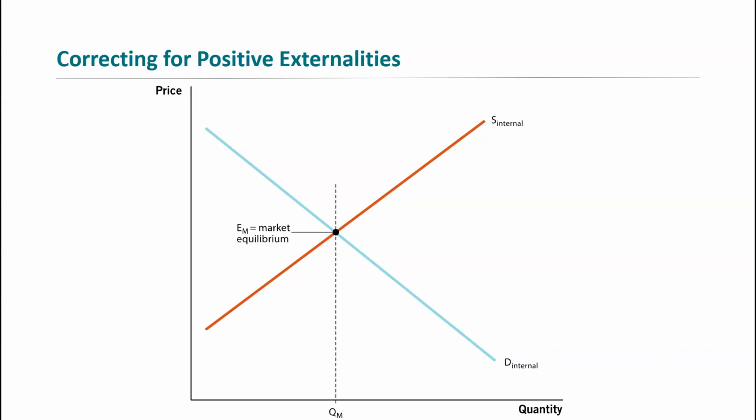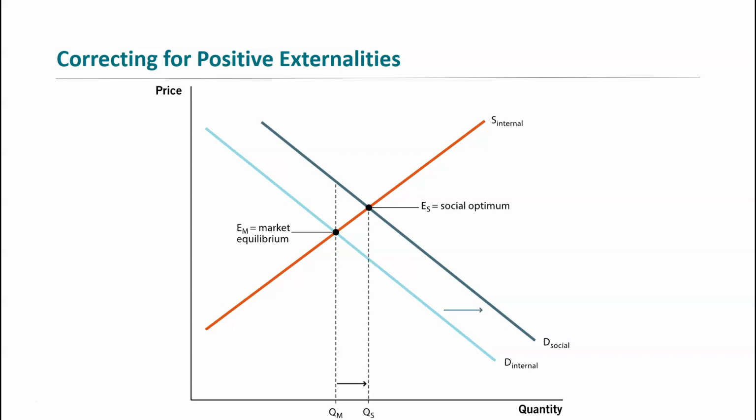And so, if I were to think about social benefits, my demand curve, my willingness to pay for vaccines would be somewhere to the right of my internal demand curve. So the social demand curve is to the right of the internal demand curve in the case of a positive externality. And so the socially optimum equilibrium is somewhere to the right of the internal market equilibrium.